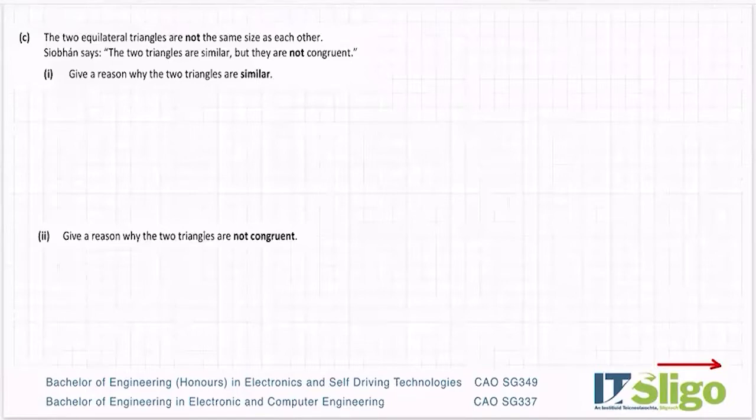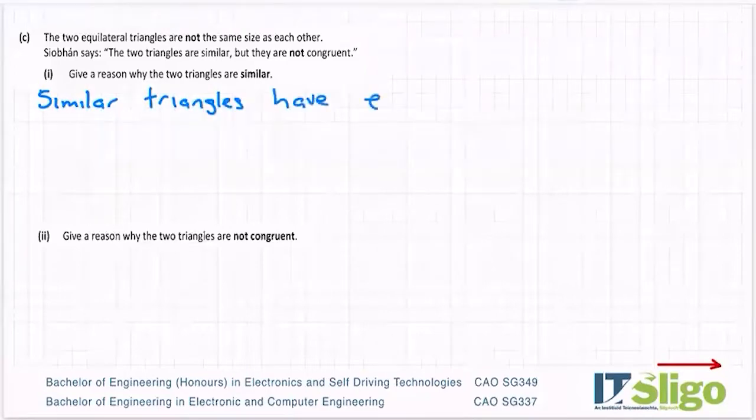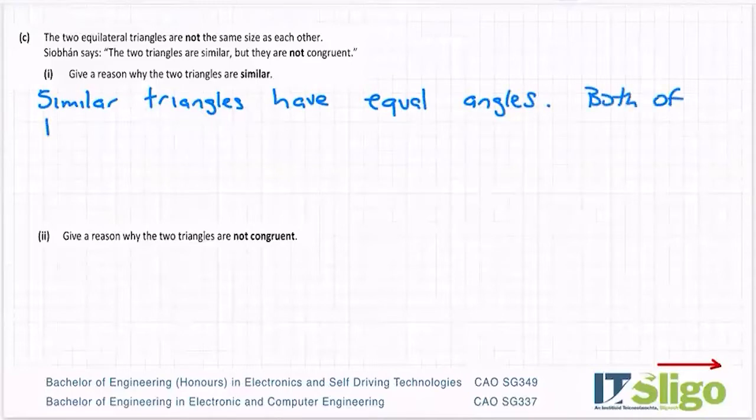Well, we did a good bit of this last week, okay? So the triangles, similar triangles, pen doesn't want to write, similar triangles have equal angles, okay? Both of these triangles are equilateral.